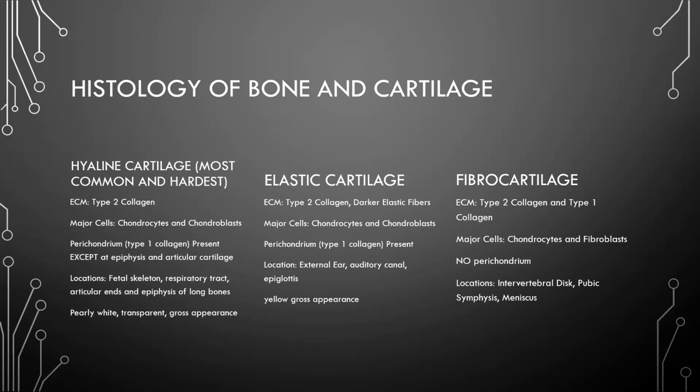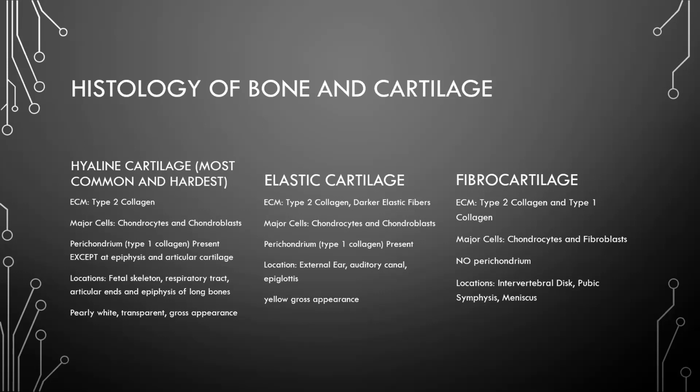So basically know the differences between the histology of the bone and cartilage. The hyaline is the most common and the hardest. Be able to distinguish things like what's not common between the three types. So like the perichondrium isn't present in the fibrocartilage. That would be something important to note, where they're located.